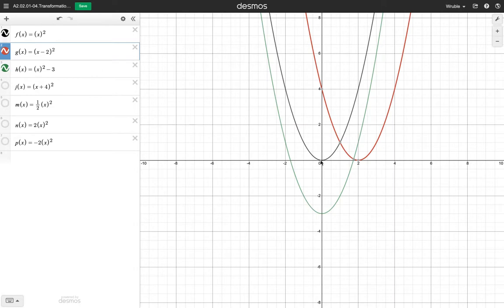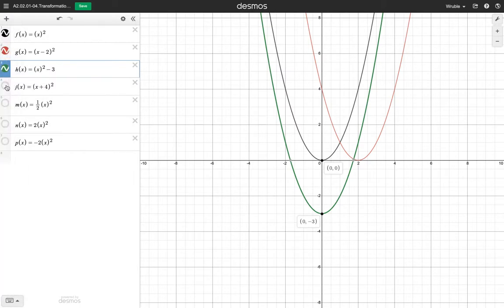Now we take the parent function and we don't shift it any direction. We don't shift it in the x direction at all, but we simply shift it down 3. 1, 2, 3. So then we get the point 0, -3.